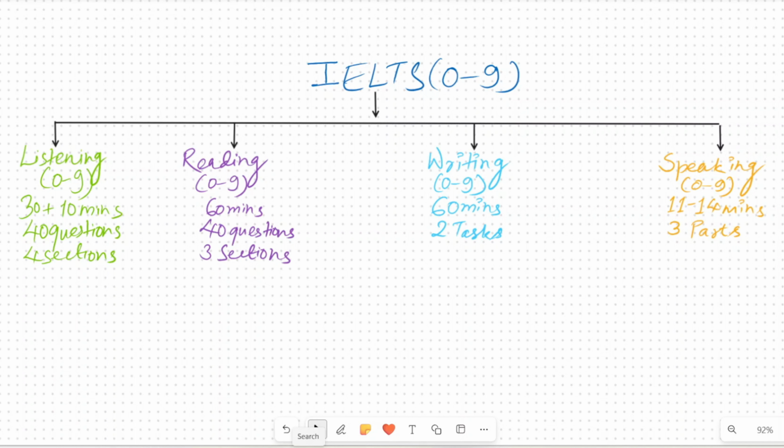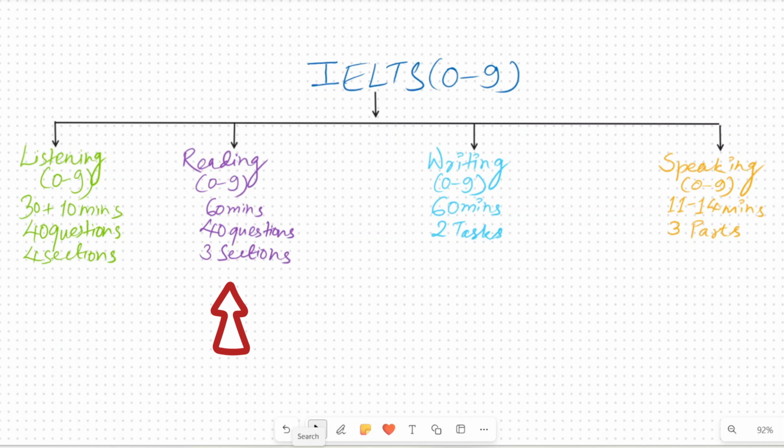So second section is called reading section, and the reading section is also scored out of 0 to 9. Here you are going to have 60 minutes of time, and here we don't have transferring time like 10 minutes in listening section. So we have got 60 minutes, and we have to solve all the questions, I mean 40 different questions within 60 minutes of time. We have to transfer within that time frame.